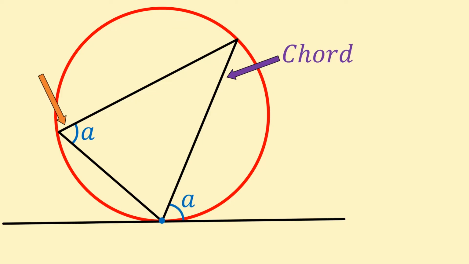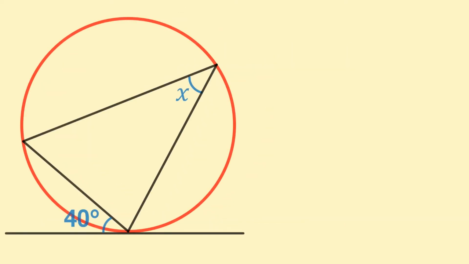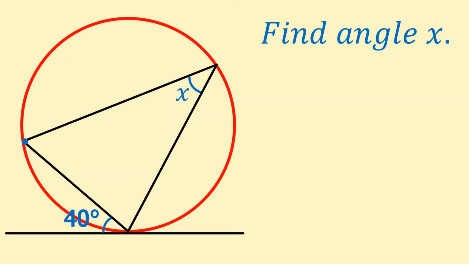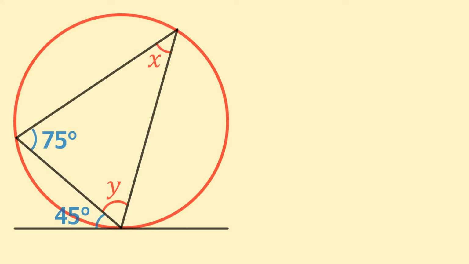Find angle x in the figure. Since the 40-degree angle is formed between the tangent and a chord, the angle x is formed from the two ends of this chord. X is equal to 40 degrees. Simple. Practice questions. Find angle x in the figure.